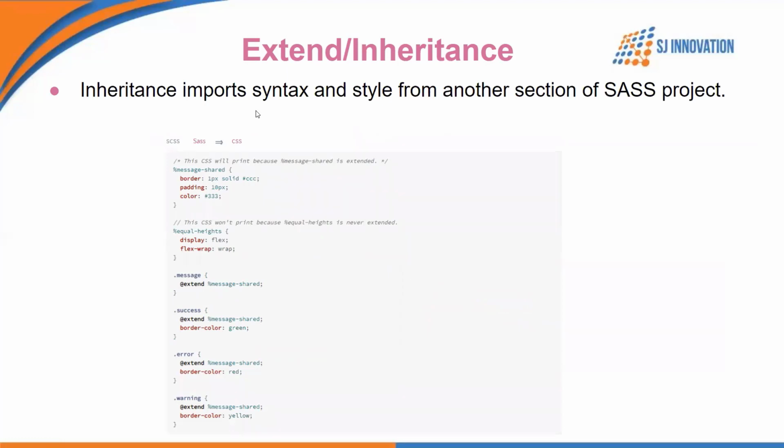Then extend or inheritance. This is one of the most useful features of SASS. Using extend, we can share a set of properties from our selectors to other selectors. Here we have created a part of our message that will be extended in message success, errors, and warnings, because we have extended it in those classes. And then we didn't extend this one, that's why it will not be reflected anywhere.